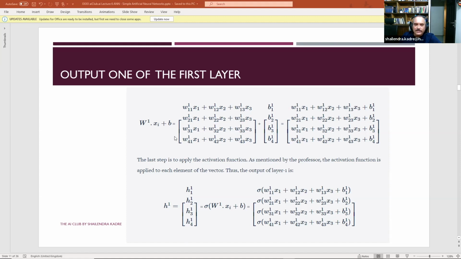Then once we have this W X1 plus B, we apply the activation function on top of that. You see the bottom right, it is sigma in the bracket, capital W, then we have input plus bias. So like that we apply the activation function. When we apply the activation function, it applies to each row of the matrix. You see, that particular activation function is applied to each row of the matrix.